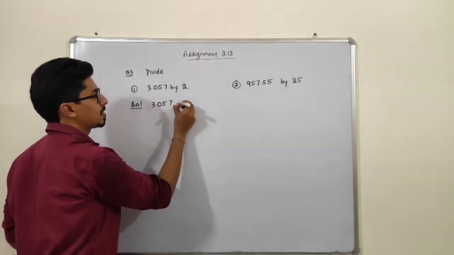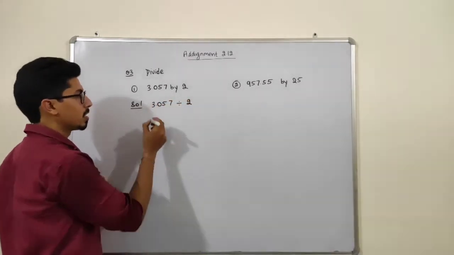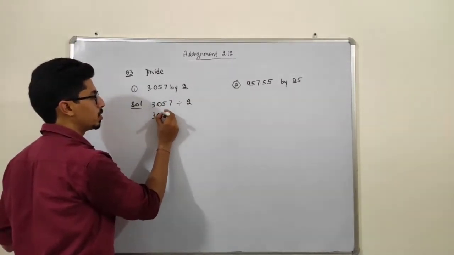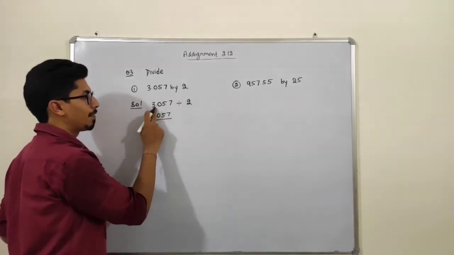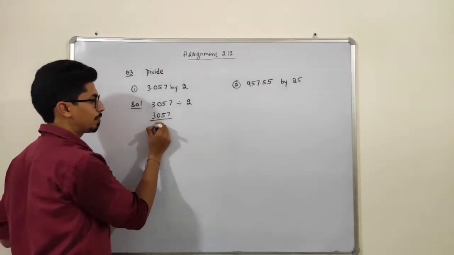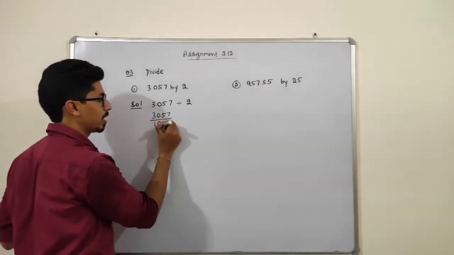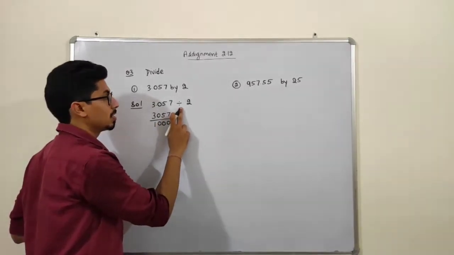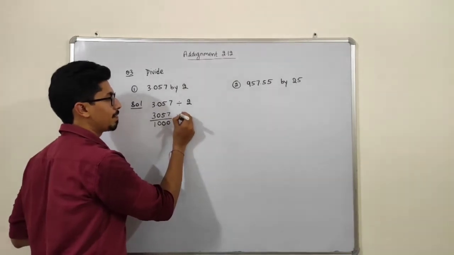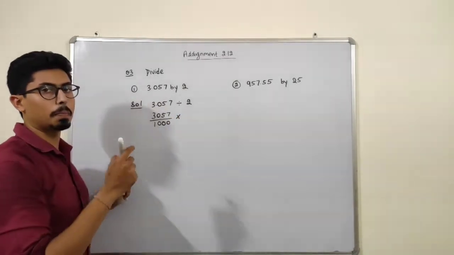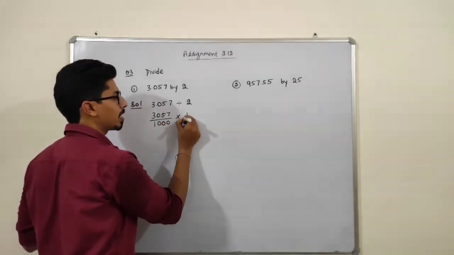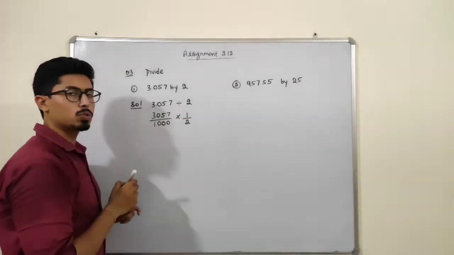3.057. If I have to divide it by 2, students, and if I just remove the decimal, it becomes 3057 upon. After the decimal there are 3 digits, so I have to put 1 and 3 zeros here. Okay. Now we have this divide sign, and if I replace it by the multiplication sign, this 2 will get reciprocated. It will be 1 by 2, students.